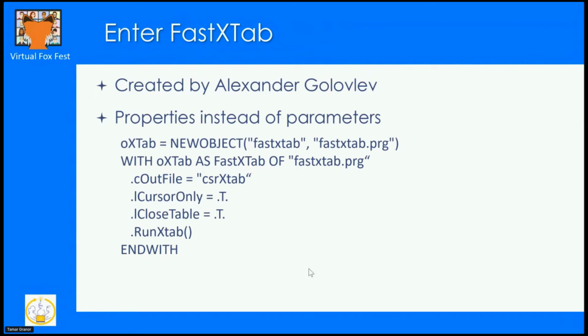A fellow in Russia named Alexander Golovlev built FastXtab. Its whole purpose was to be a faster crosstab program. But he also did something that makes it more usable. Instead of having to pass parameters to tell it what you want to do, you can instantiate FastXtab and then set properties to tell it what to do. So in the slide, we're setting the output file, meaning the table or cursor, to the same thing, cursor XTab, telling it we want it to create only a cursor, not a table, telling it to close the original table we passed in, and then we call the run XTab method.